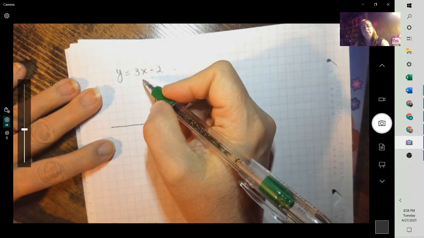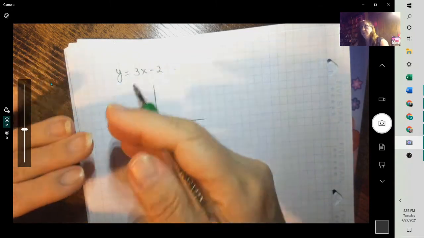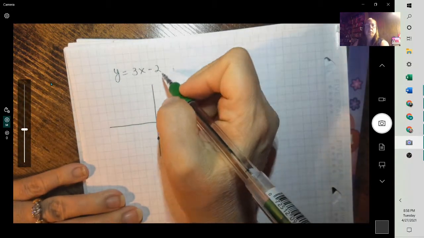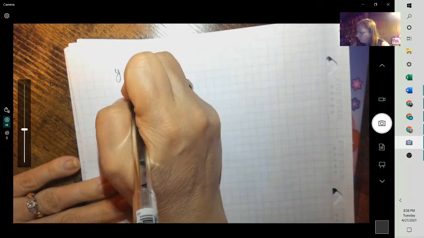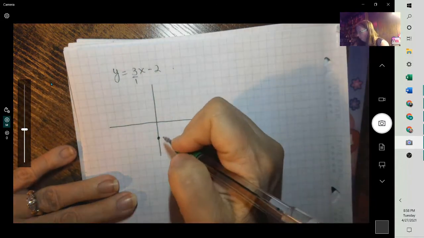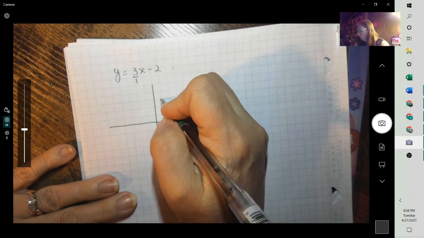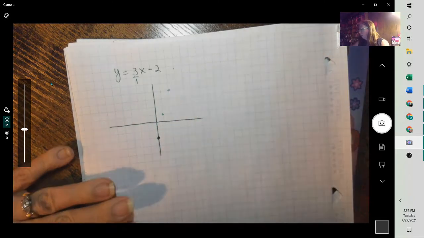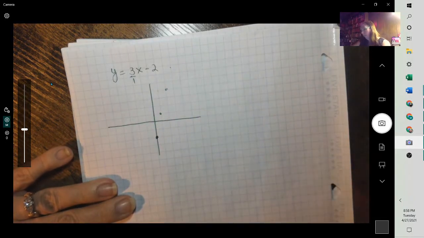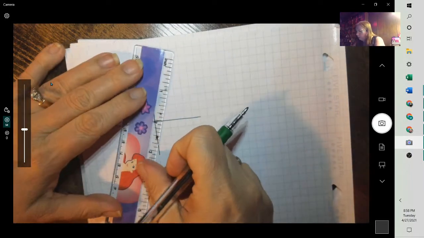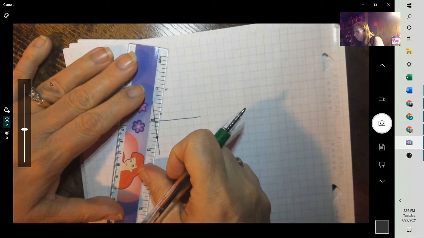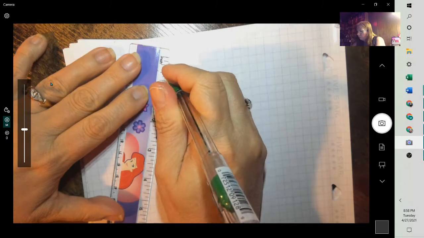Now notice this slope is a whole number, and we want rise over run. Well, if you have a whole number, to make it a fraction, you just place it over 1. So then we go up 1, 2, 3, and over 1. And there's your line. Notice again, the slope is positive, and this line is going up.